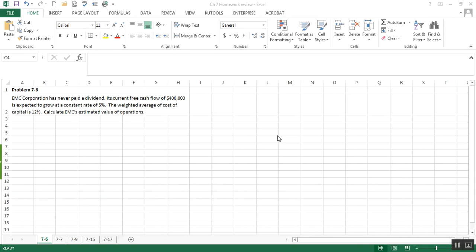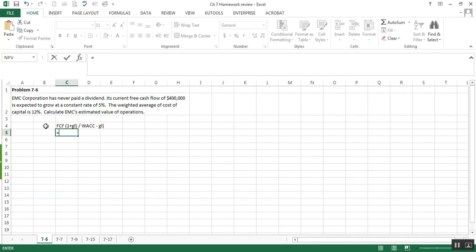EMC Corporation has never paid a dividend. Its current free cash flow of $400,000 is expected to grow at a constant rate of 5%. The WACC is 12%. Let's calculate the value of operations. The first thing we need to assess is whether we know the free cash flow at time 0 or time 1. Looking at this, we know that it's a current free cash flow. Therefore, we would use the formula free cash flow times 1 plus the growth rate divided by the WACC minus the growth rate.